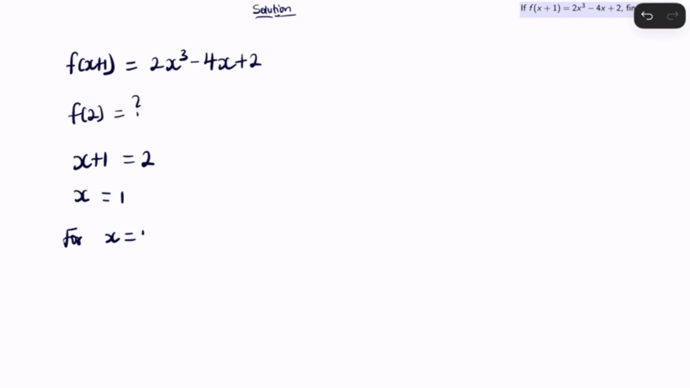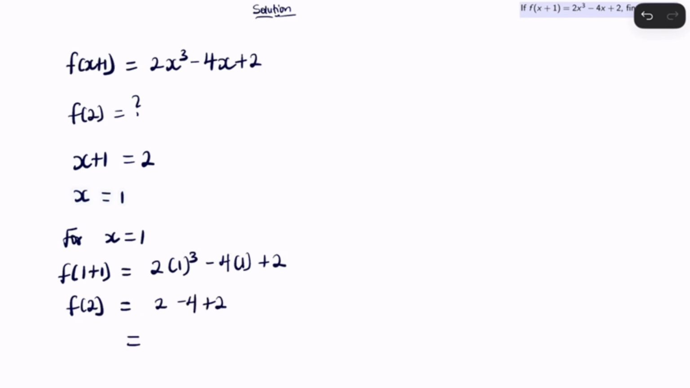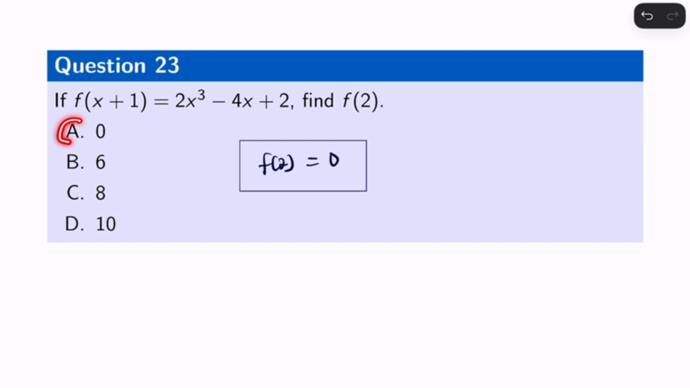For x is equal to 1, we are going to have f of 1 plus 1 is equal to, so that will be 2 times 1 cubed minus 4 times 1 plus 2. So that's going to be f of 2 is equal to 2 minus 4 plus 2. And this is going to be 0, right? And so f of 2 is equal to 0. Thus, the correct option is option A.